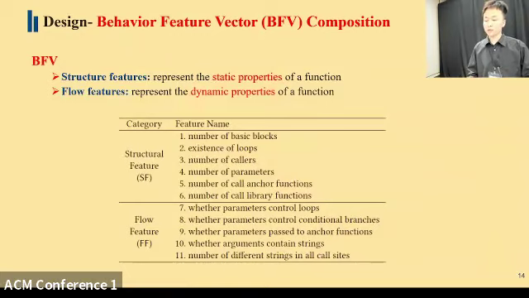The second stage is to extract function behavior features. To infer intermediate taint sources, we design a function representation called the behavior feature vector. The behavior feature vector includes two types of features. Structure features represent the static properties of a function, such as the number of basic blocks and the existence of loops. Flow features represent the dynamic properties of functions, such as whether function parameters control loops or branches.